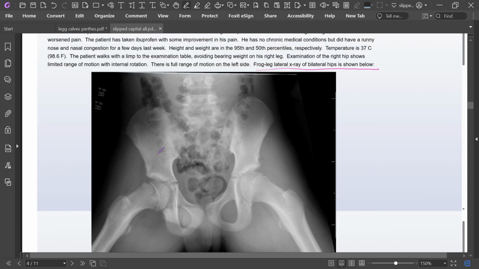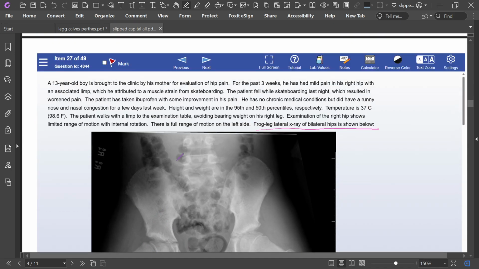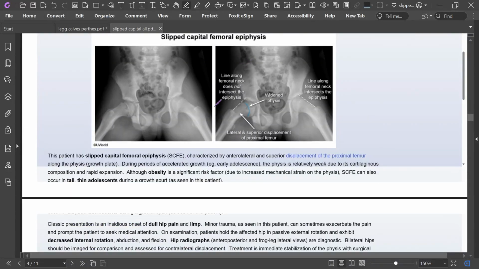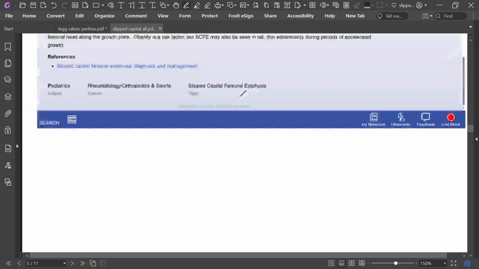Looking at the X-ray, there is slipping of the femoral head. So wide physis, lateral and superior displacement of the proximal femur. A line along the femoral neck does not intersect with the epiphysis.